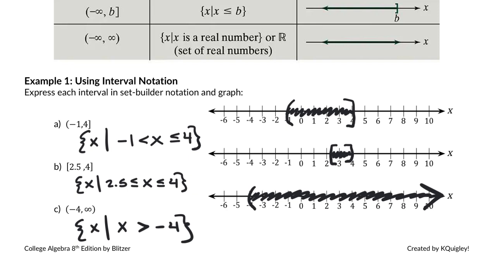Any questions about graphing this on a number line and writing them in the different versions? That table is going to be very helpful for you as you're doing these problems.